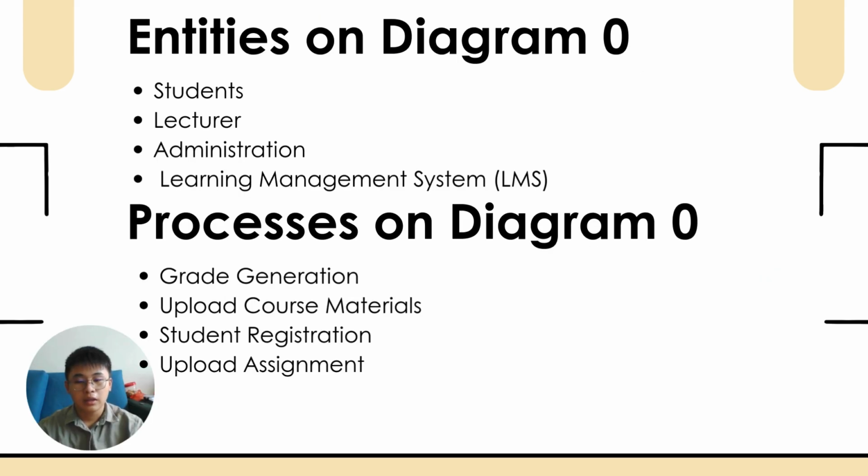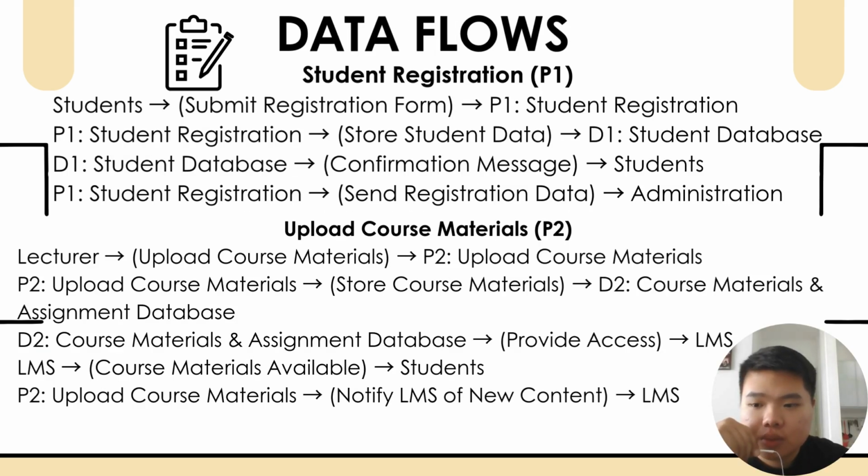Therefore, the entities in diagram zero are condensed. First is students, second lecturer, administration, and learning management system, LMS. Then we can see the processes of diagram zero: grade generation, upload course material, student registration, and upload assignment.